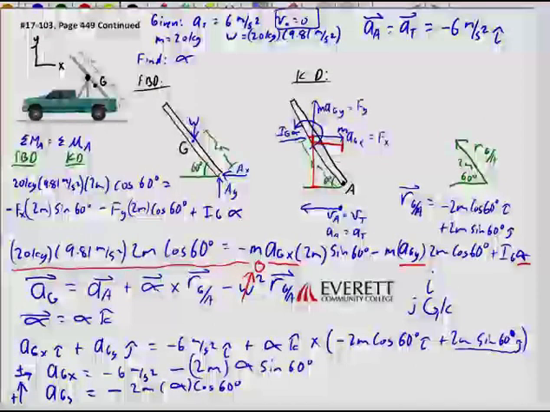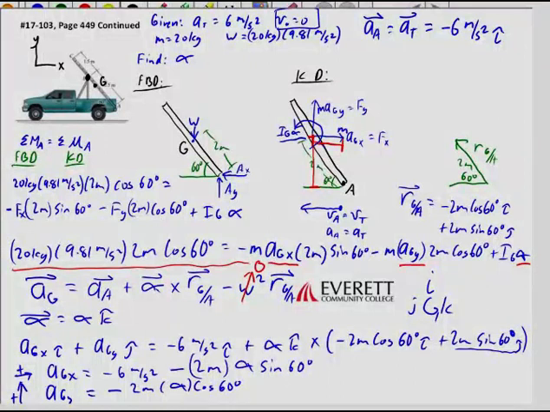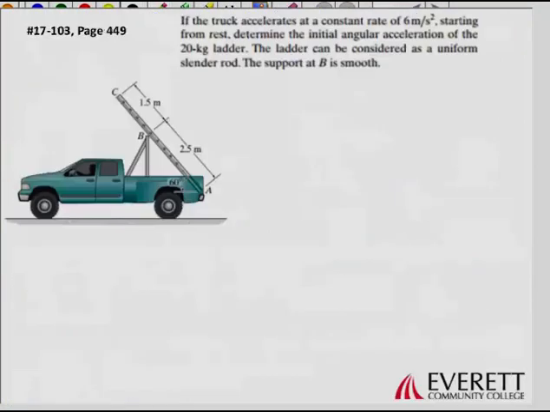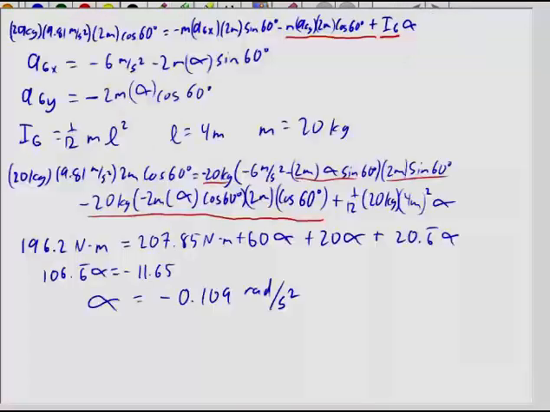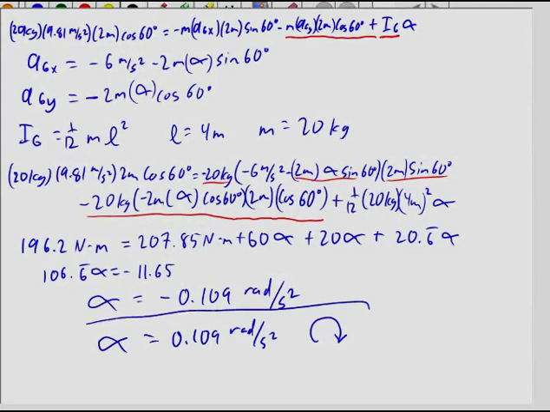Now the answer we're going to write out as a positive because of what the question asks: if the truck accelerates at a constant rate, determine the initial angular acceleration of the 20 kilogram ladder. So initial angular acceleration would be alpha equals 0.109 radians per second squared. Which way is it accelerating? It's accelerating in the clockwise direction, or you could write clockwise. And there's our final answer.